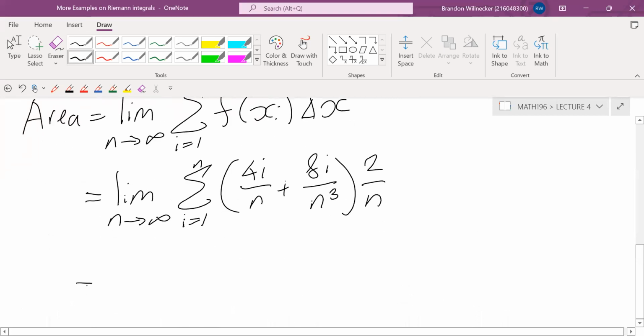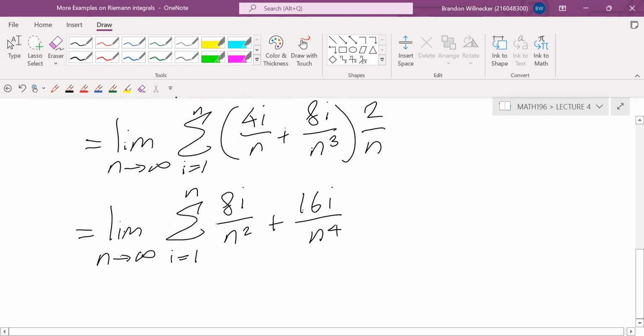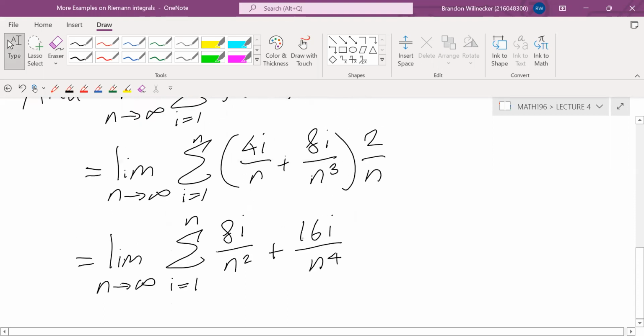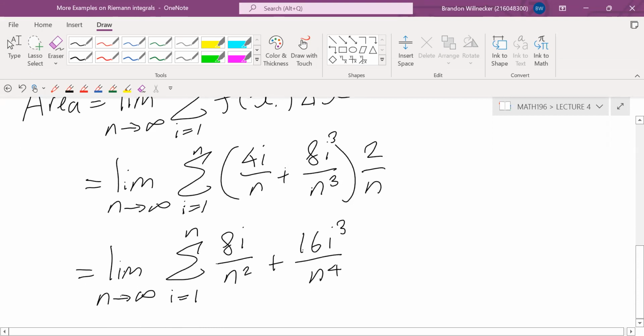Okay, so first we multiply it out. So that's the limit as n goes to infinity, the sum from i equals 1 to n, 8i over n squared plus 16i cubed over n to the 4. Oh, sorry, i cubed. Sorry about that. That's a cube.